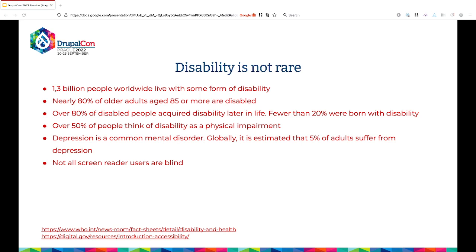There are often confusions and myths that people think disability just means a physical impairment, but the biggest, most prominent disability is depression, because that is one of the most common things. It's estimated that 5% of the global population suffer from depression, and that is a serious issue with concentration, difficulty, and cognitive load. And yeah, not all screen reader users are blind.